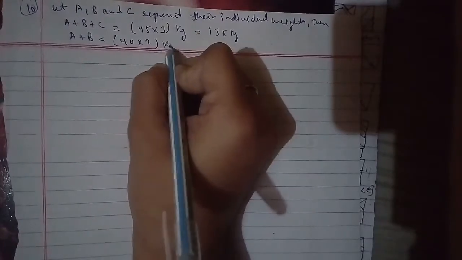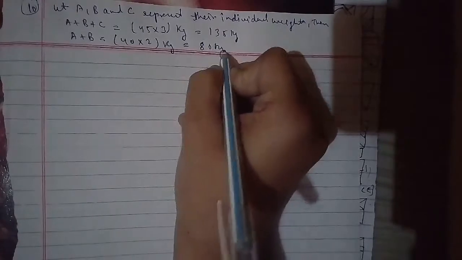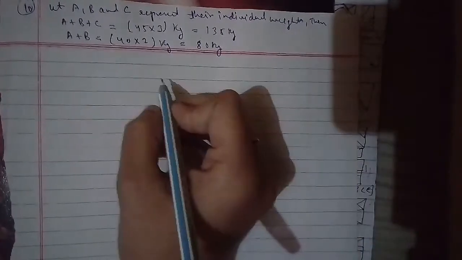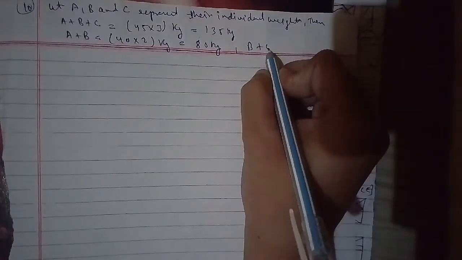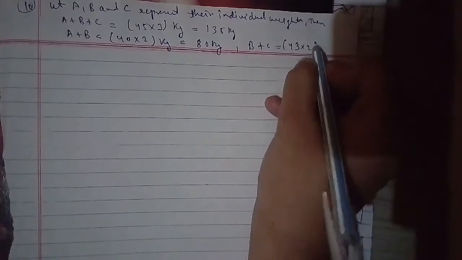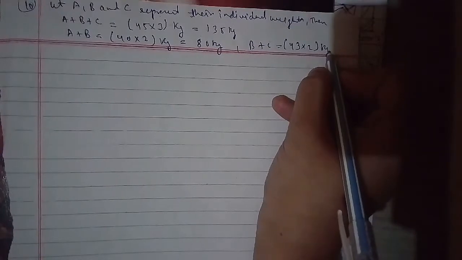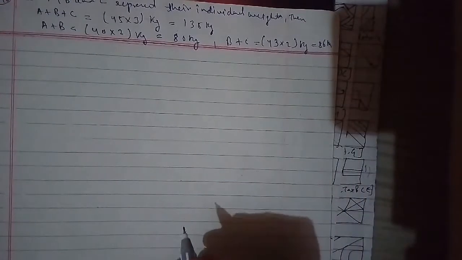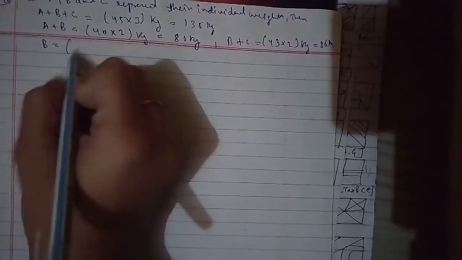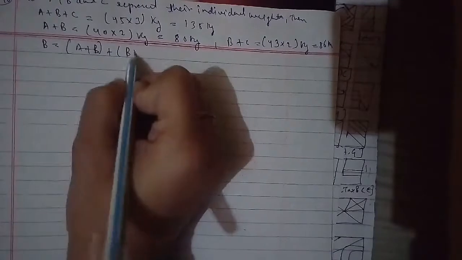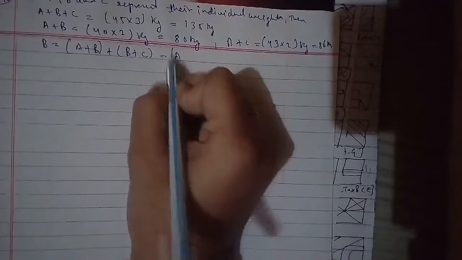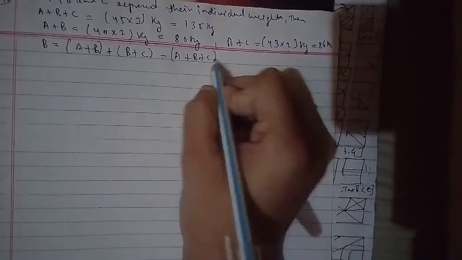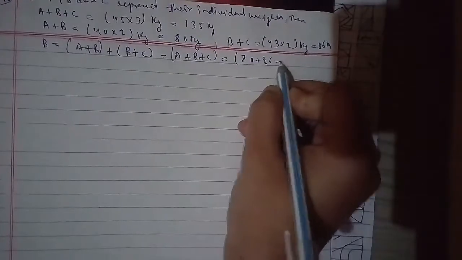Another one is A plus B equals 40 into 2 kg, which equals 80 kg. And in the same case, B plus C equals 43 into 2 kg, which equals 86 kg. So B equals (A plus B) plus (B plus C) minus (A plus B plus C), that is 80 plus 86 minus 135 kg, and we get 31 kg.